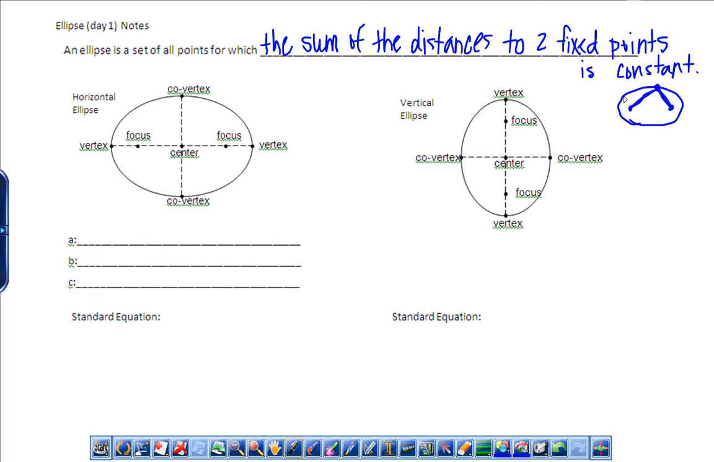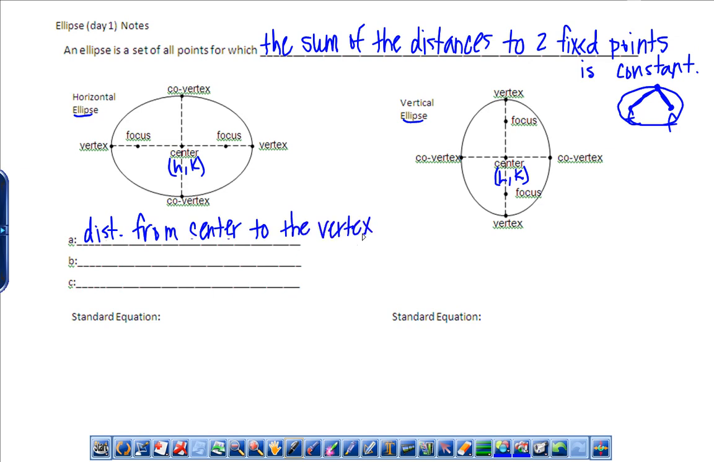All right, so let's look at these two ellipses. You can have a horizontal ellipse or you can have a vertical ellipse. And on those two ellipses, you have some very similar things. Okay, let's just talk about the differences here. Why I have an A, B, and C. Your A is going to be the distance from the center to the vertex.